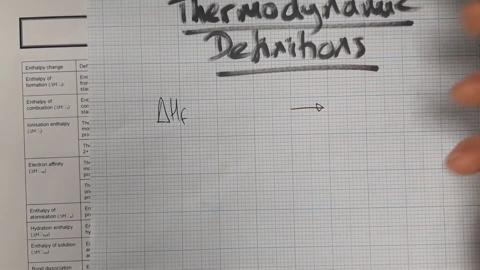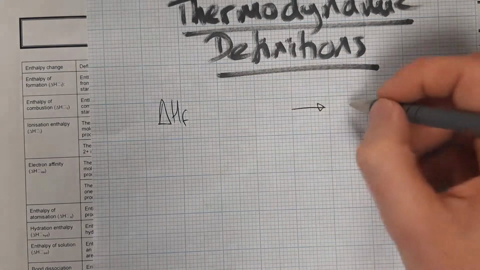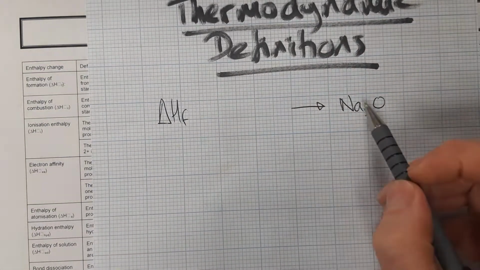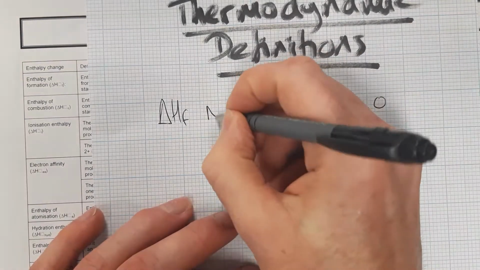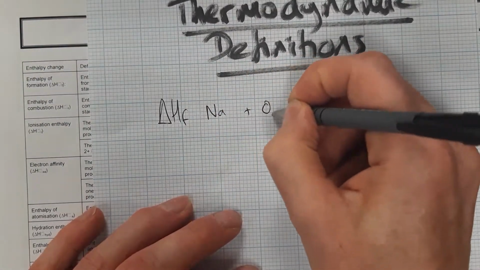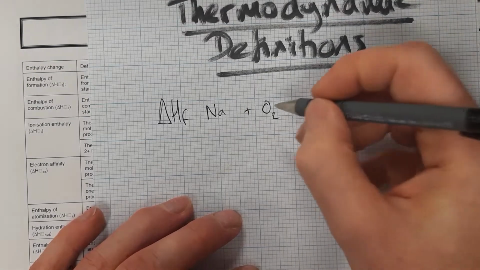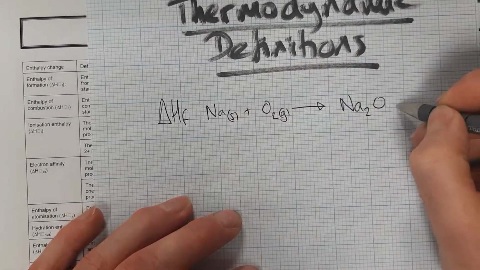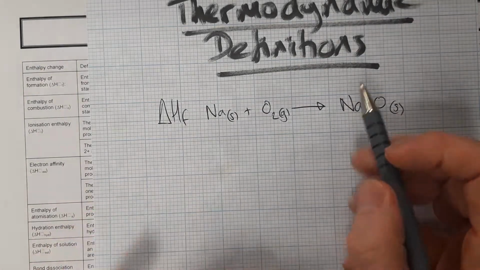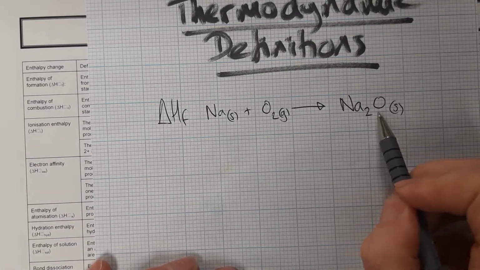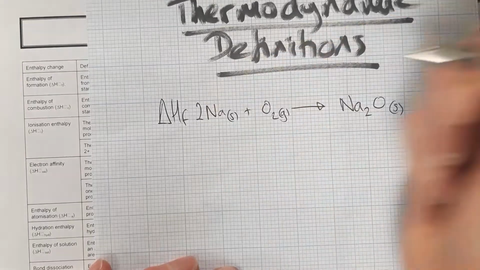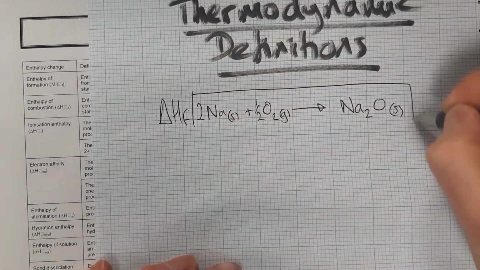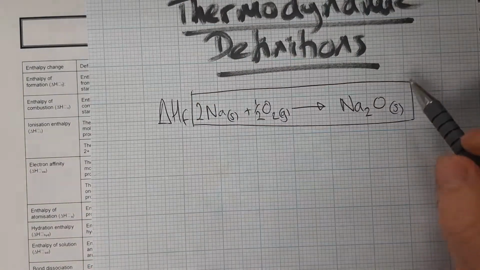So if somebody asks you for the enthalpy of formation of sodium oxide, you would say, right, sodium oxide is made of sodium and oxygen. There are the elements in their standard states. Oxygen is a gas, sodium is a solid, sodium oxide is a solid. Because you're forming 1 mole of a compound, you would have to balance with 2 sodiums and half an O2. So there were 2 things to do there.